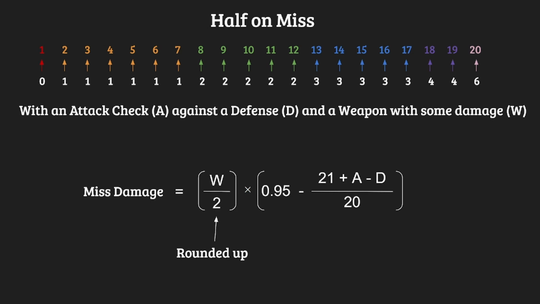So we're going to have our miss damage be the damage divided by 2. We round that part up before we multiply it. So if I had 3, it would be 2, because I'd take 3 divided by 2, I get 1.5. We round that up back to 2. And we multiply that by that miss chance we talked about before. So 0.95 minus (21 plus the attack minus the defense) over 20.